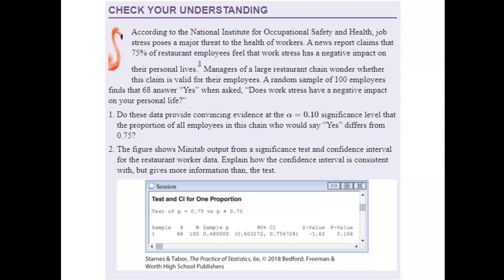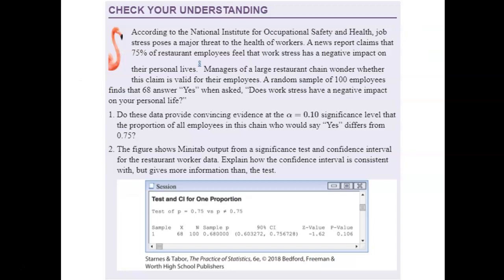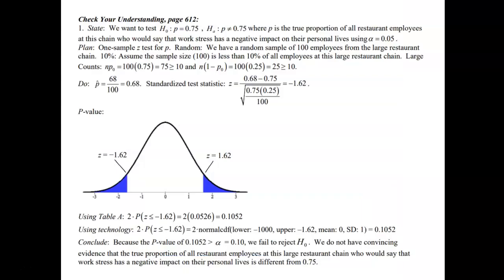So again, I gave you the answers on your slides. Pause the video and try this if you don't have those. But up top here, we're going to state the test. We are going to use a null hypothesis that it is 75% and an alternative hypothesis that the proportion is not 75%, where P is the true proportion of all restaurant employees at this chain who would say that work stress has a negative impact on their personal lives, using a significance level of 5%. 5%? I thought they said 10%. I think that's a 10%. Yeah, that was a typo. That should be 10%. Anywho, we're going to use a one sample Z test for P.